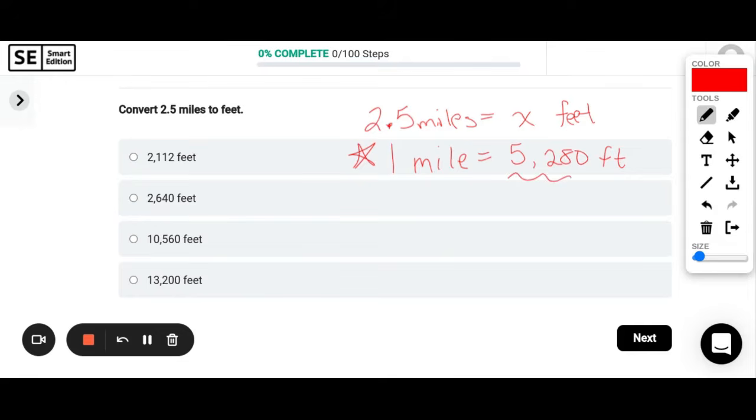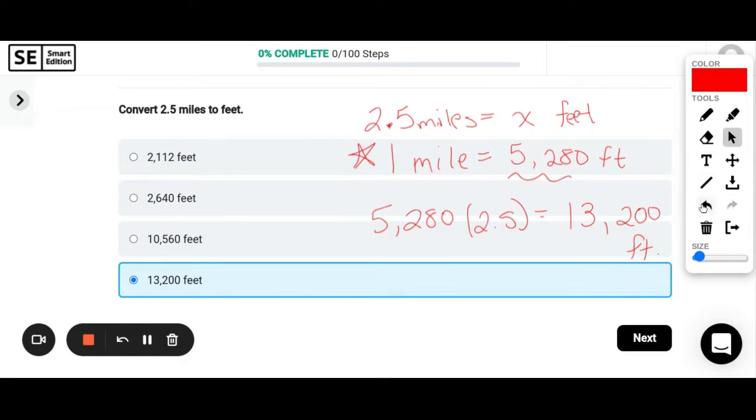Okay, so if this is the case, how many feet are in 2.5 miles? Well, I just need to take this, which is 1 mile, and multiply it by 2.5, and I will get 13,200 feet. Okay, so important to know the conversion for this one, and then we can just multiply.